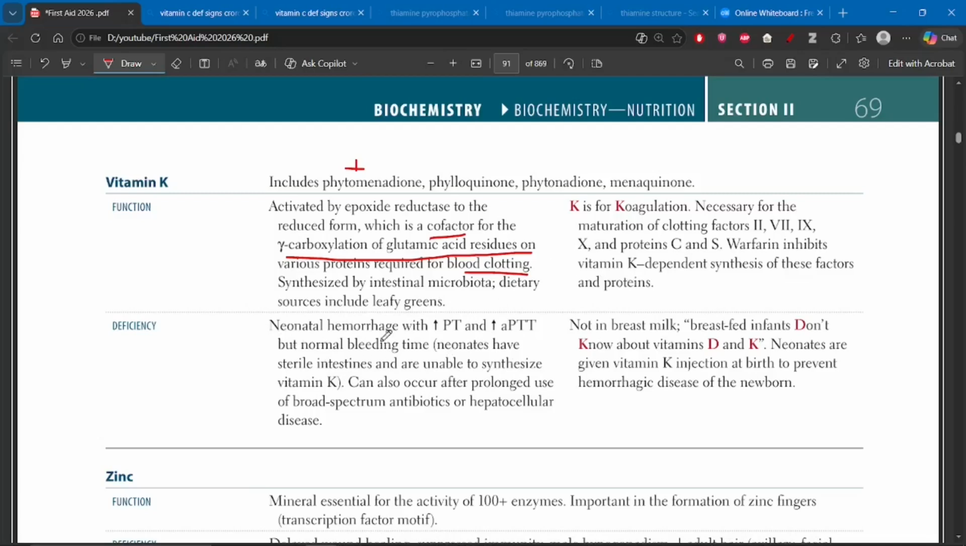Deficiency, first let's read this section. It is necessary for the maturation of clotting factors 2, 7, 9, and 10, and proteins C and S. Important, remember them. Warfarin inhibits vitamin K dependent synthesis of these factors. So basically, vitamin K is a procoagulant and warfarin is an anticoagulant. It is also synthesized by intestinal microbiota, and dietary sources include leafy greens.